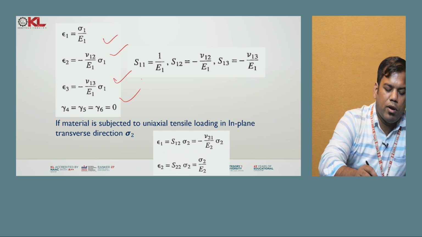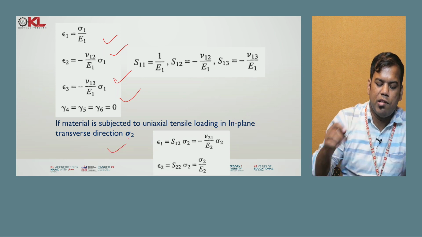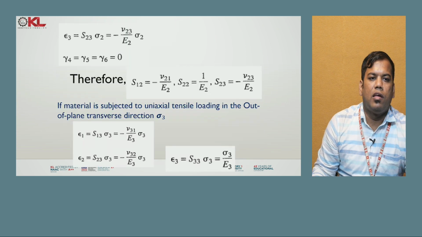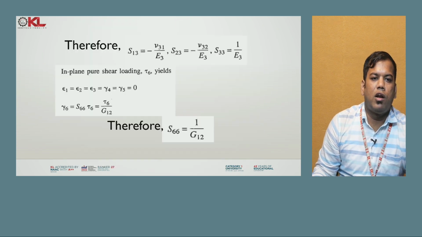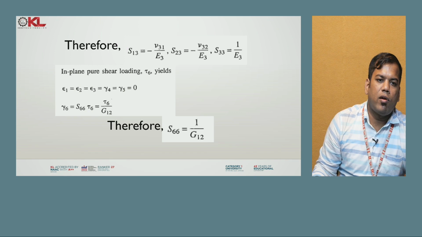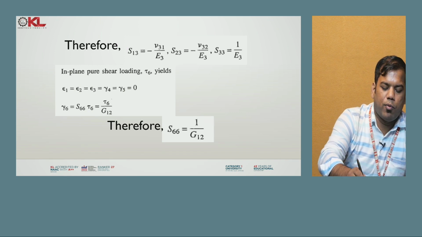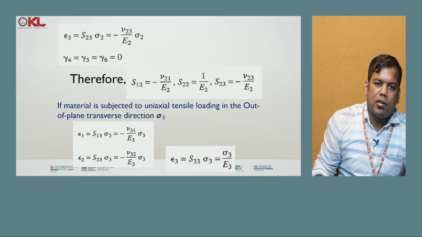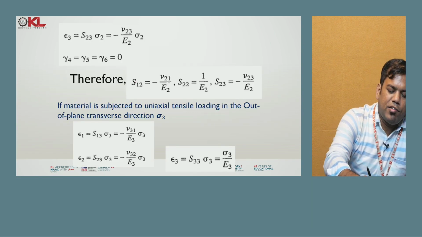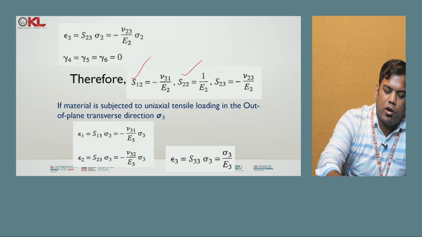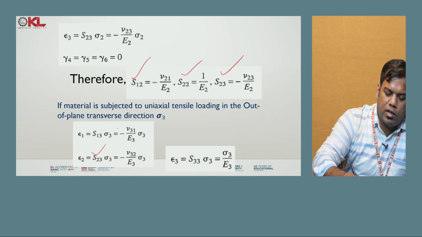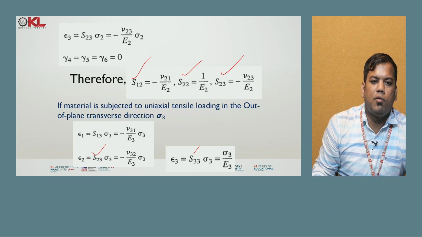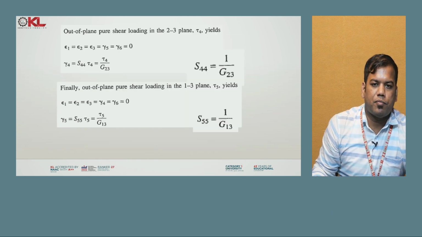Now let's take this one, where sigma 2 is acting in the transverse direction. We can calculate epsilon 1, epsilon 3, S12. Similarly, if a pure shear force is acting, we can calculate tau. Each of these compliance matrix constants, S12, S23, S33, we can calculate. So all these terms will be calculated given one condition at a time.